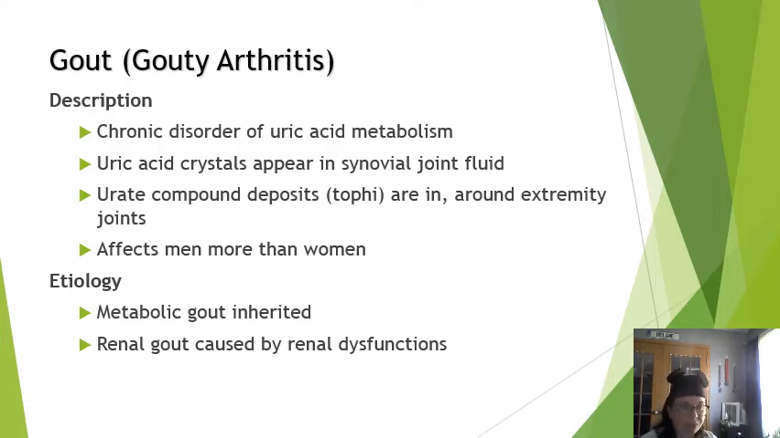Gout or gouty arthritis. This is a chronic disorder of uric acid metabolism in joints. Uric acid crystals appear in the synovial fluid from urate compound deposits. It tends to affect men more than women. Metabolic gout is inherited. There's renal gout too, and that's caused by renal dysfunctions, which affects the kidneys.